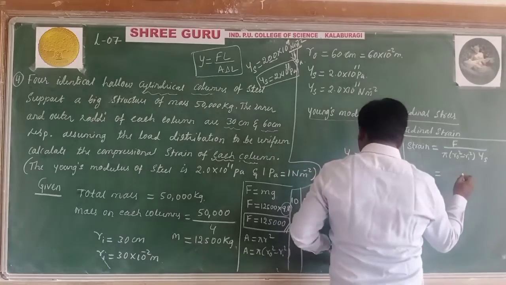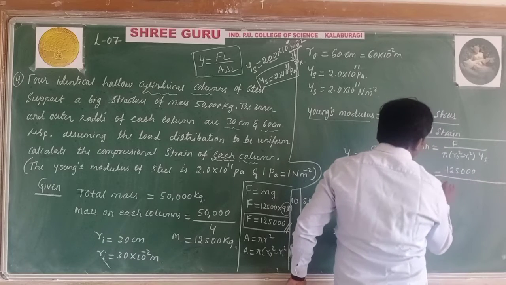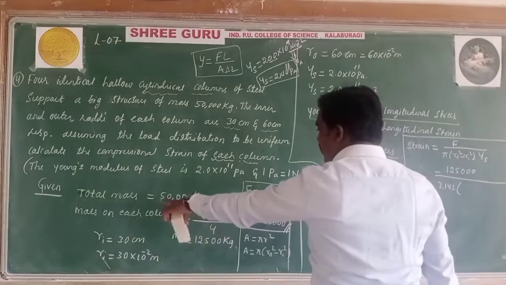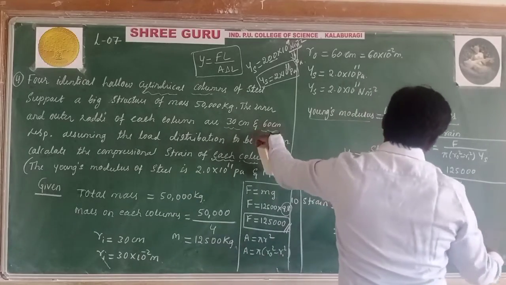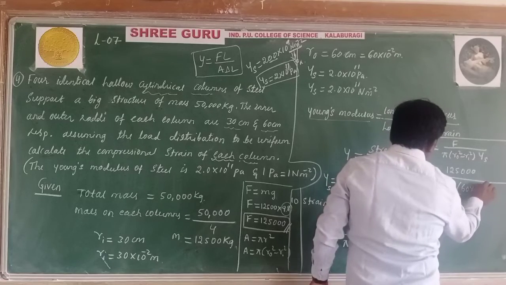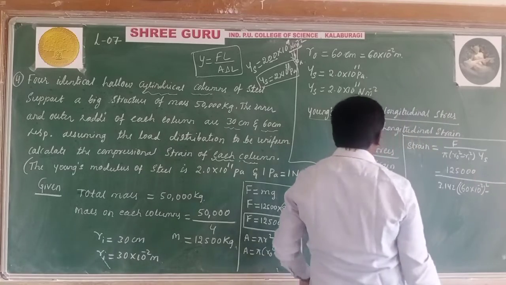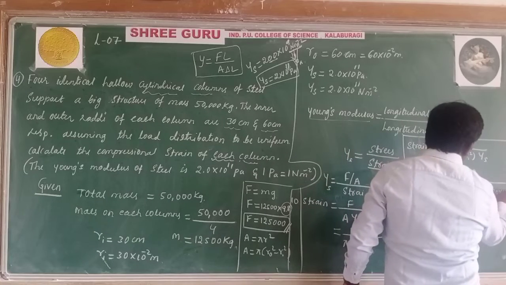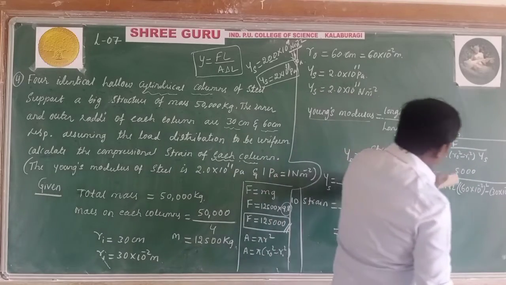Force is how much force? 1,25,000 by pi, which is 3.142, and this is R naught square. R naught square means the outer radius square, 60 centimeter, that is 60 into 10 raised to minus 2 whole square, minus Ri square, the inner radius square, that is 30 into 10 raised to minus 2 whole square. Better to write clearly here.